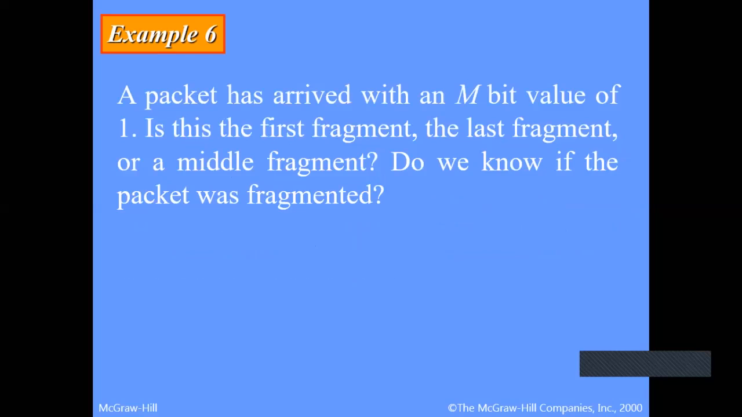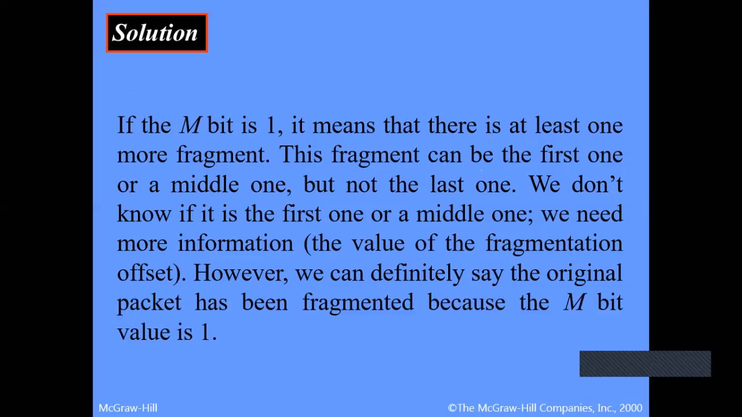Clear? Now come to the second question. Here the M bit value is 1. How do we identify whether it is the first, last, or middle fragment? If the M bit is 1, it means that there is at least one more fragment. M bit is 1 means more fragments are available. Clear? We do not know if it is the first one or a middle one. We need the fragmentation offset value to identify whether it is a middle fragment or the first fragment.